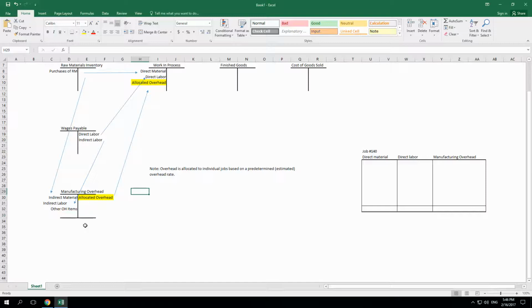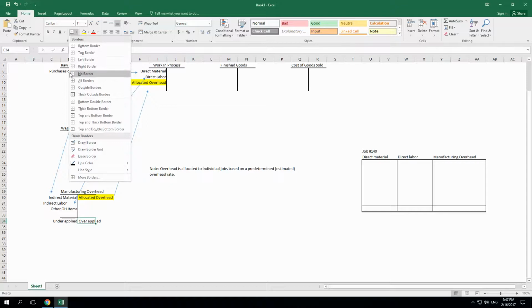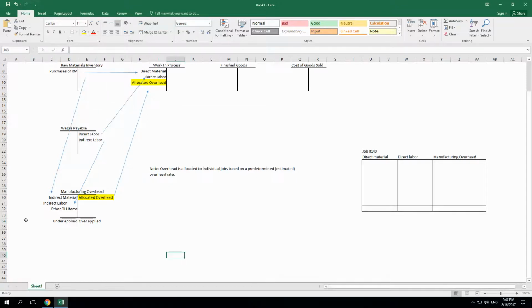right? There's a chance that you either over applied, okay? And if you over applied, then your account is going to have a credit balance, because that means you had more credit than debit, so you put more to the jobs in total than you actually accumulated, or you would have under applied or under allocated. Okay, so depending on whether it's a debit or credit, we'll put a little note. You could have over applied or under applied.